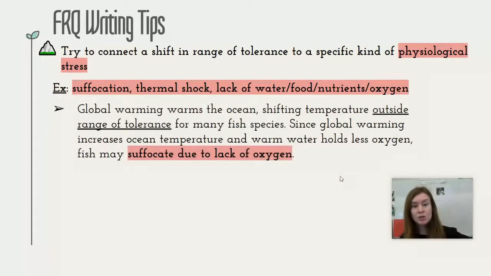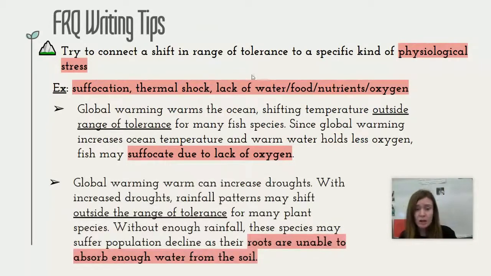Okay, so here you go. Global warming warms the ocean, shifting temperature outside the range of tolerance for many fish species. And then this is another factoid you need to remember. Put this down, get a tattoo of it. Since global warming increases ocean temperature and warm water holds less oxygen, this is something we have not talked about yet. Put it down, write it on your arm. Warm water holds less oxygen. Fish may suffocate due to lack of oxygen. So they might suffocate. Why? Due to lack of oxygen. And it's like, miss, it says it right here. It spells it out. No, you need to be specific. You need to tell these people you know what you're talking about.